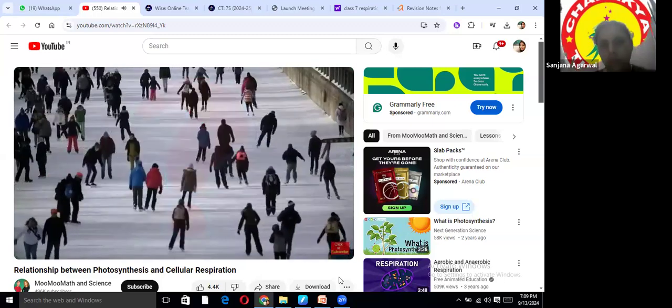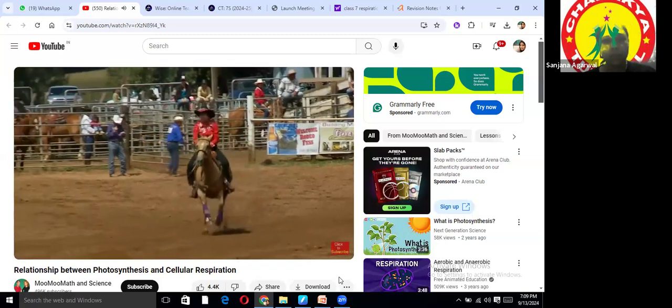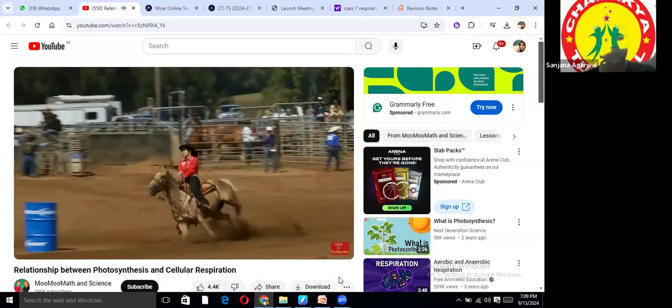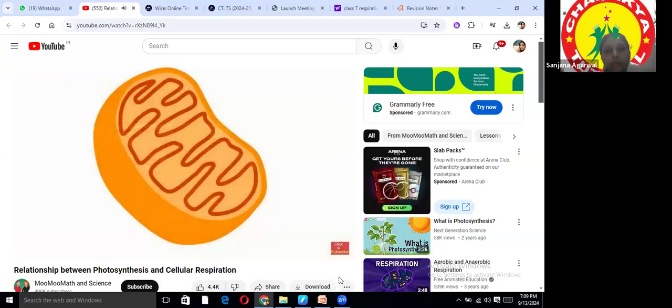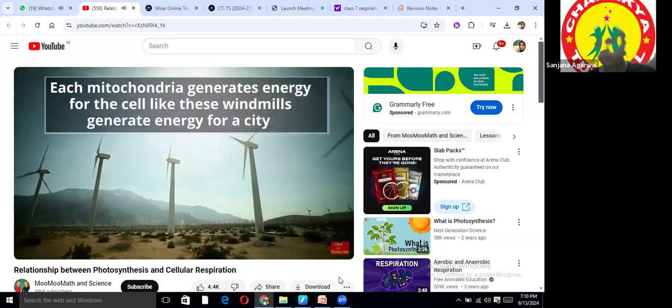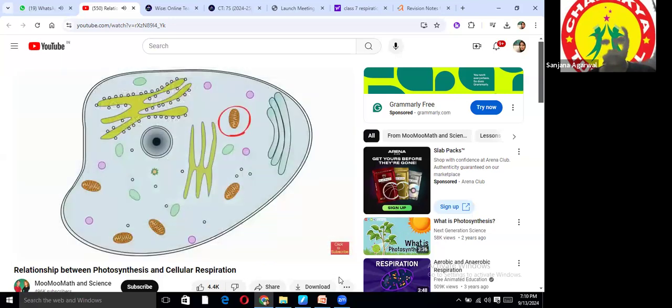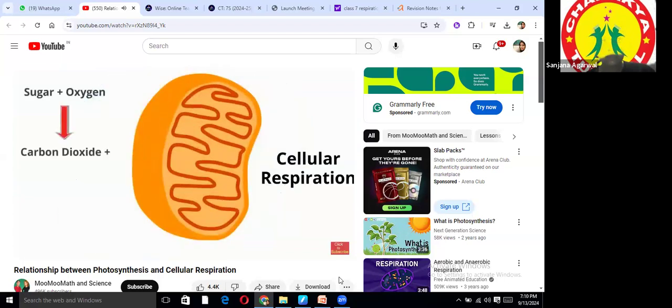It's important because living organisms, including plants, generate energy for their daily activities using cellular respiration. Cellular respiration takes place at the mitochondria. Think of the mitochondria as the power plant for cells, similar to how cities use power plants for their energy. So here's how it works in basic terms. At the mitochondria, the sugar combines with oxygen to produce carbon dioxide, water, and energy in the form of ATP.